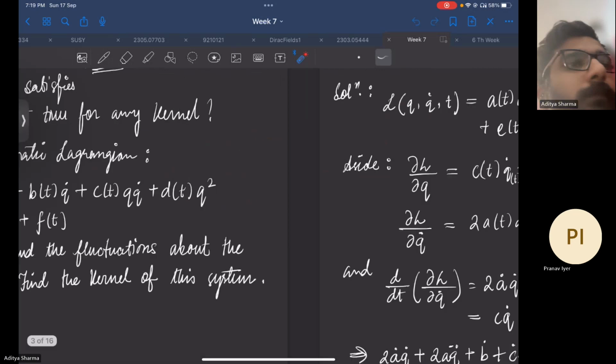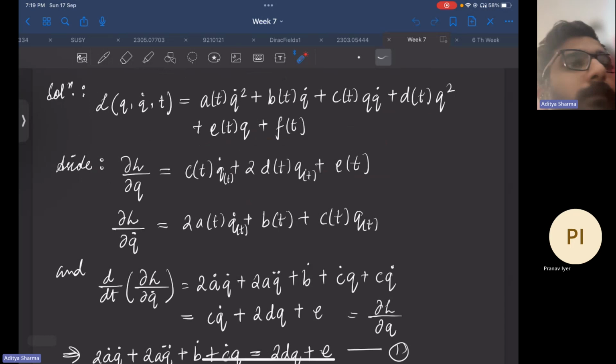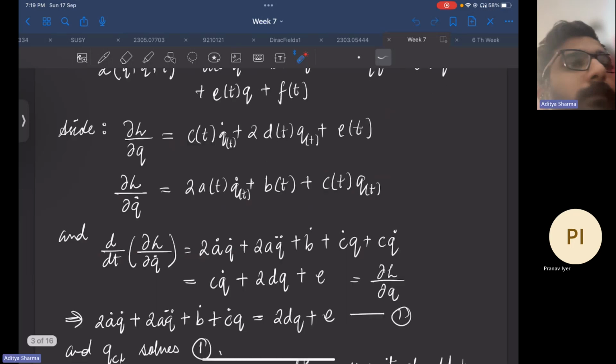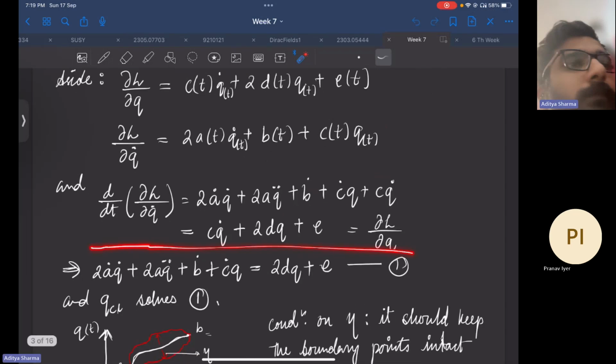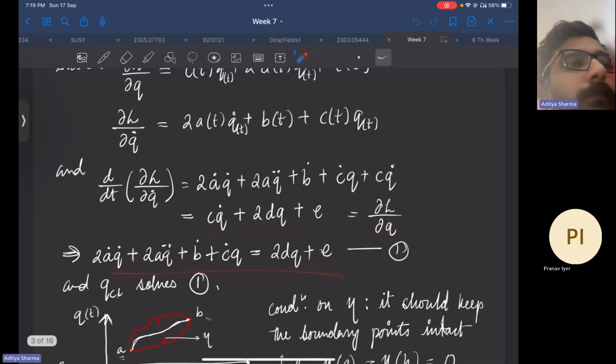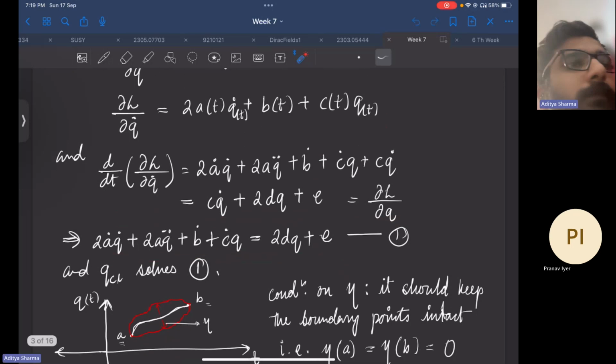Okay. Now we have this Lagrangian. We'll find the equation of motion as we did in the case of the free particle. This is the equation of motion. And we are going to say that this QC is a solution to this equation of motion. That means if I put QC here and evaluate the left hand side, I am going to get the right hand side.